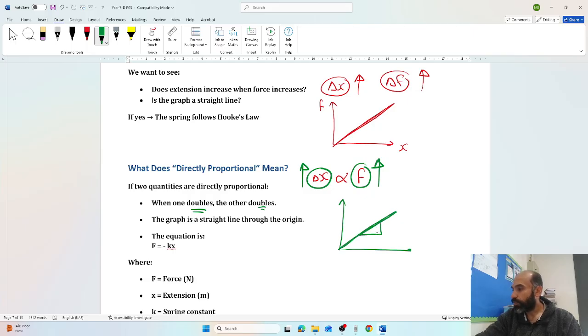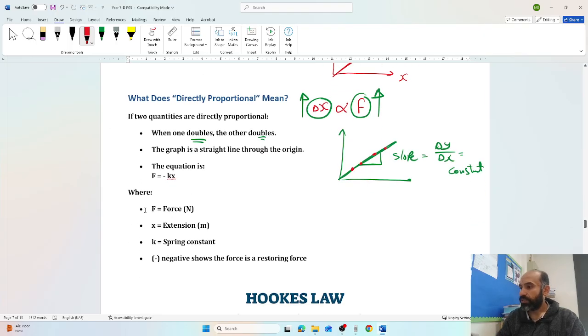And if you find the slope or the gradient, which is equal to delta y over delta x, or rise over run, you will find that this slope is equal to a constant number. So the slope at this point will be the same as at this point, and at this point. And you will discover that the equation we can use to verify Hooke's law is that force is directly proportional to x, and since the slope is a constant number, we called it k.